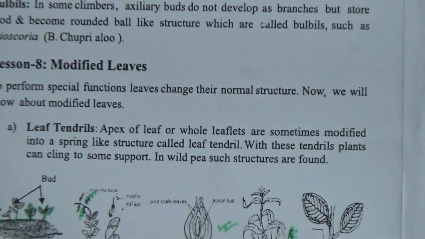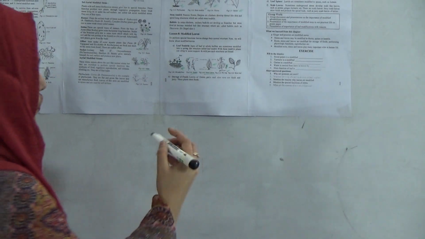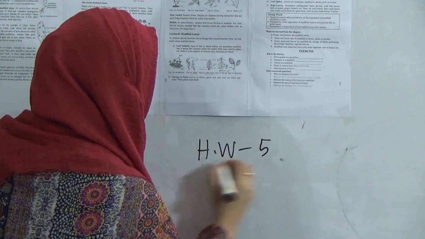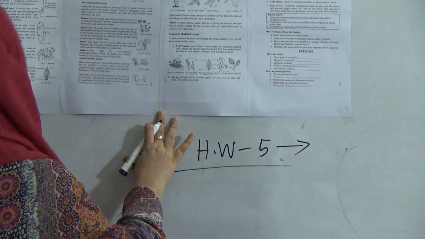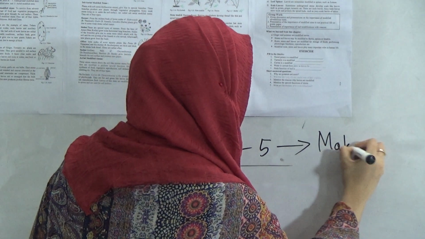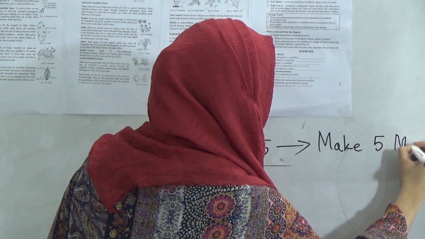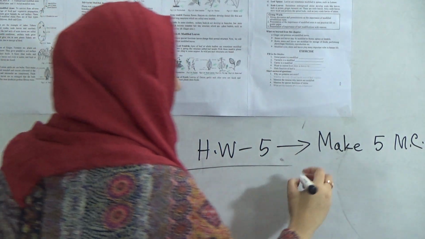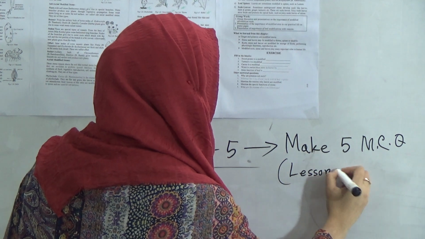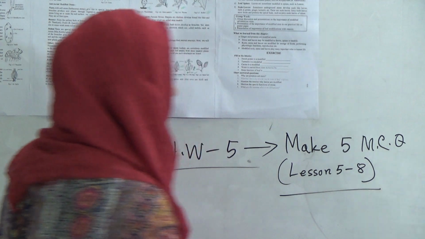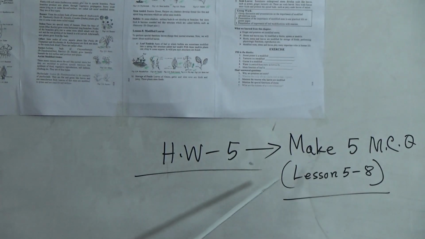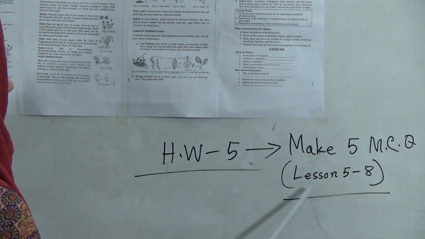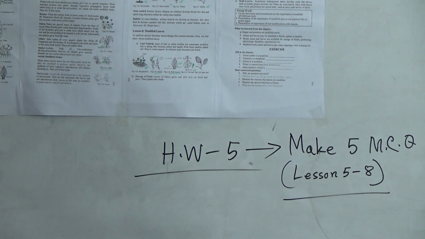Dear students, I have finished today's topic. Now I will give you HW. Today's HW is number 5 HW. Your HW will be to make 5 MCQs from this part, from lesson 5 to 8, and CQ from lesson 5 to 8. I am repeating your HW. This is number 5 HW, and your HW will be to make 5 MCQs based on lesson 5 to 8 with 4 options and answers.